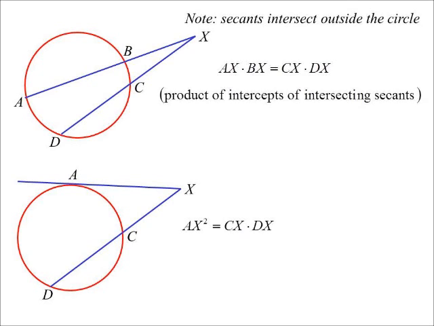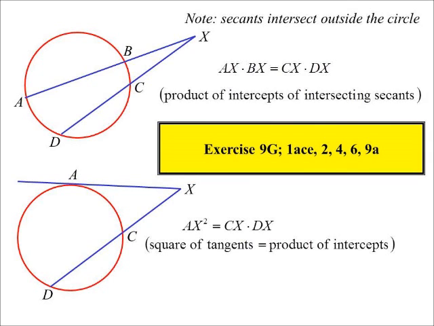So all three of these can be thought of the same way. So we don't have to remember three things, we just have to remember one. Square of the tangent is equal to the product of the intercepts. And that's the last of our circle geometry theorems. Only a handful of questions there.